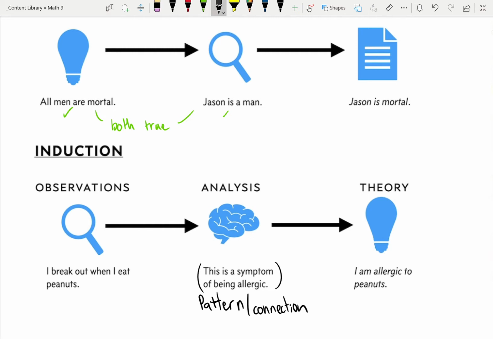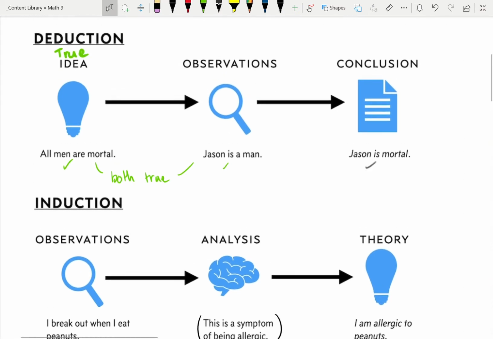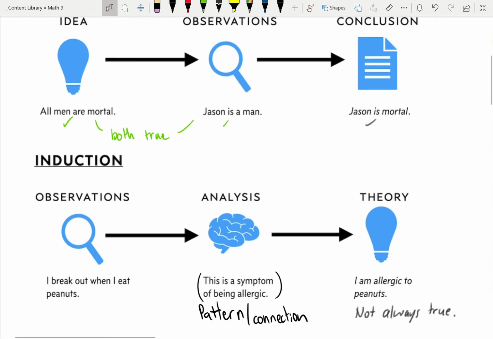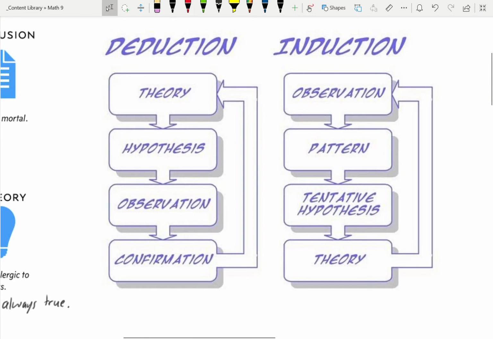The thing about this is that it's not always true. Maybe there's a different explanation for why the person breaks out when they eat peanuts. Maybe they only eat peanuts when they're being attacked by bees and they're actually allergic to bees. So the difference is deduction is really good at getting true statements provided we start with true statements. Induction is a form of reasoning that can lead us to the best possible theory that we can then test and retest.